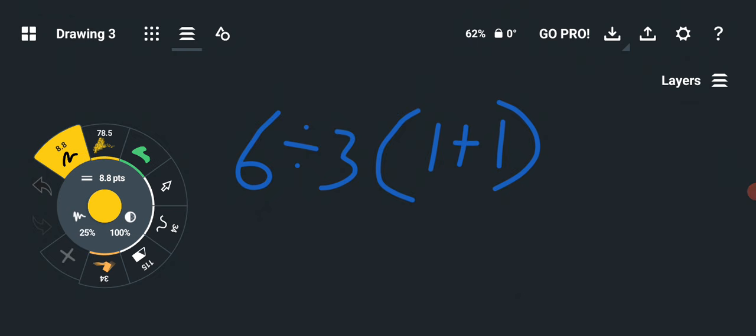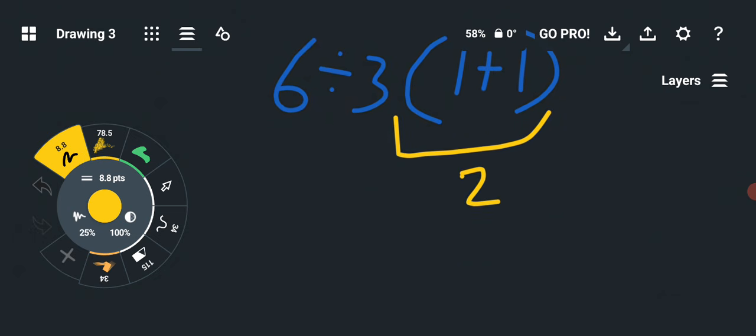Alright, here is the reason why a lot of people think the answer is 1. First, you start with the parentheses, the brackets, of course. So they say 1 plus 1, and that gives us 2.